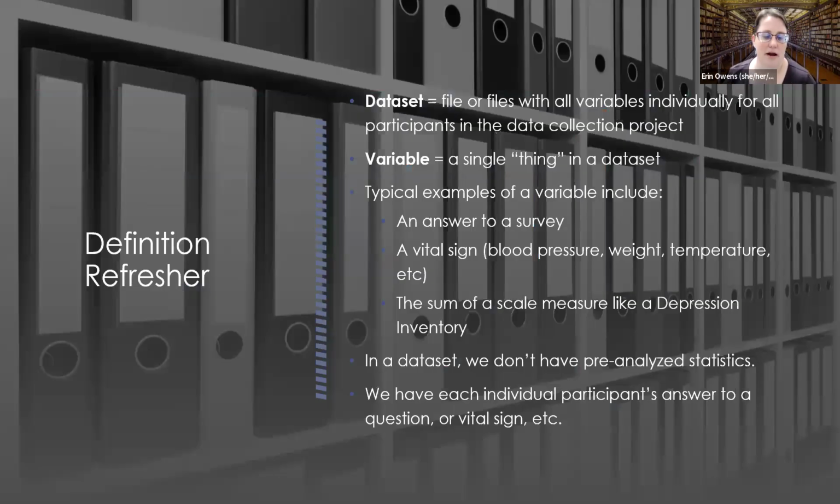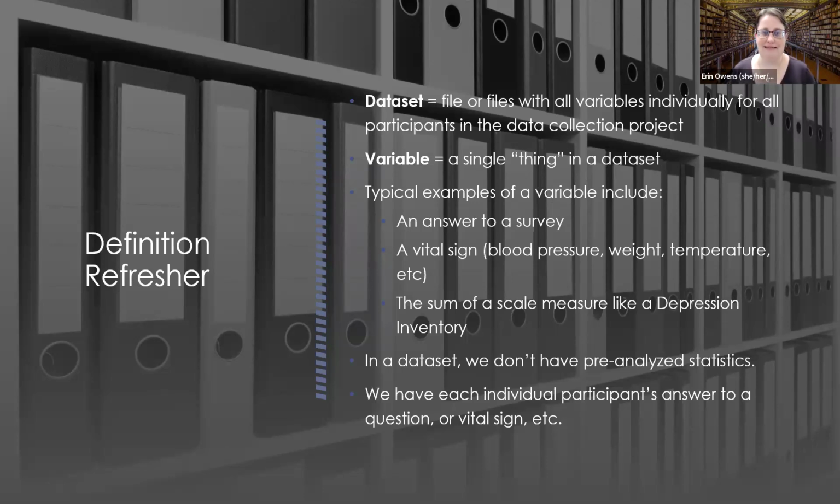All right, so before I move forward to the next part, I'm going to do just a very, very quick refresher of definitions and the way that I'm going to use them. When we talk about a data set, it's one or more files with all the variables individually for all of the participants, cases, etc., in the data collection project. So the data set is not just the article with the aggregate statistics. This is actually row by row data.